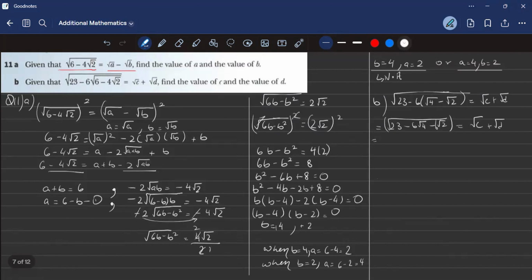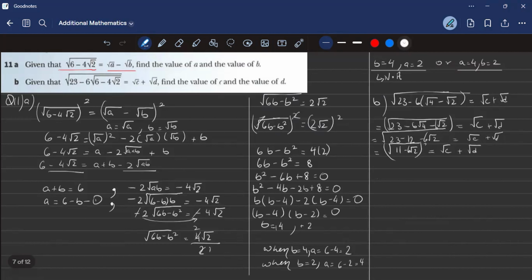Simplify this further, this equals 23. What is under root 4 equal to? 2, and 6 times 2 is 12. Minus under root 2 equals under root c plus under root d. So 23 minus 12 is equal to 11. Under root 11 minus under root 2 inside an under root equals under root c plus under root d. That is the simplest possible way we would have got that. Sorry, minus 6 under root 2. I don't know why I'm making these types of mistakes right now.